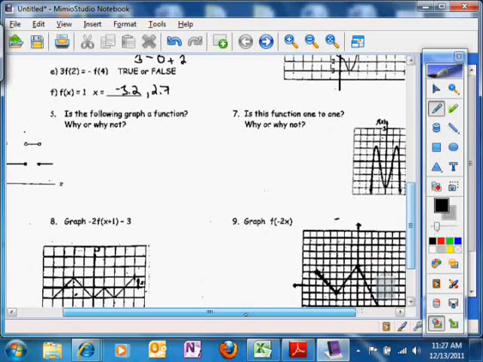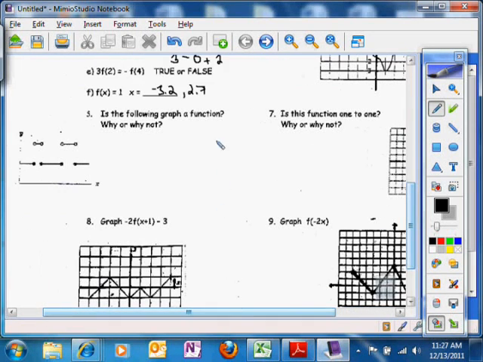Number 5: is the following graph a function, why or why not? You use the vertical line test.